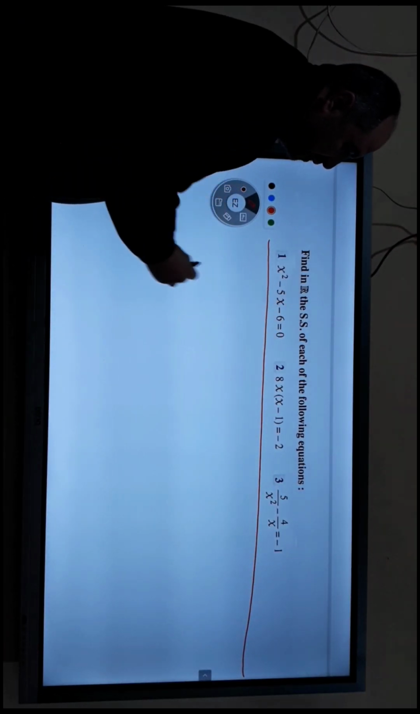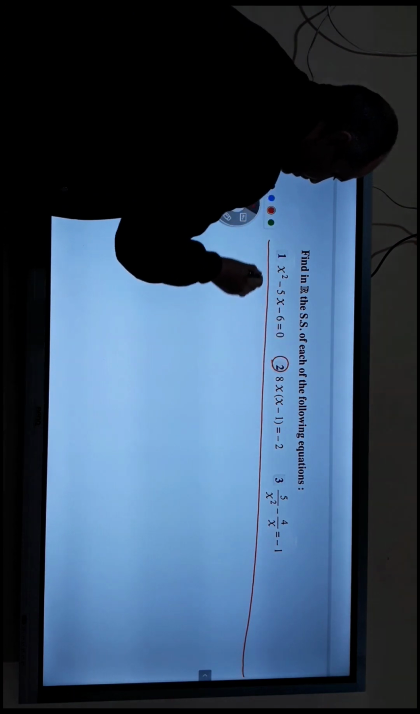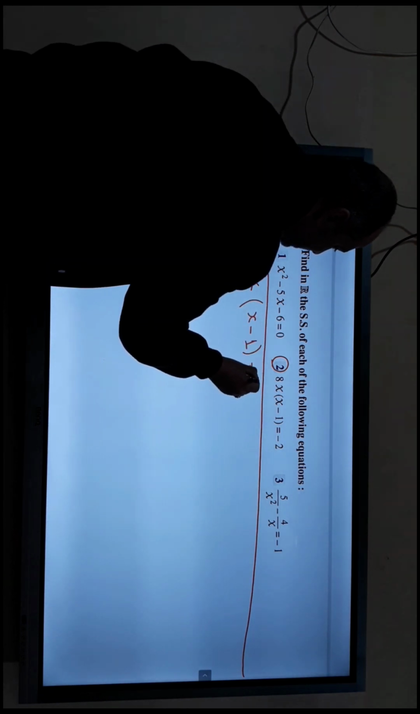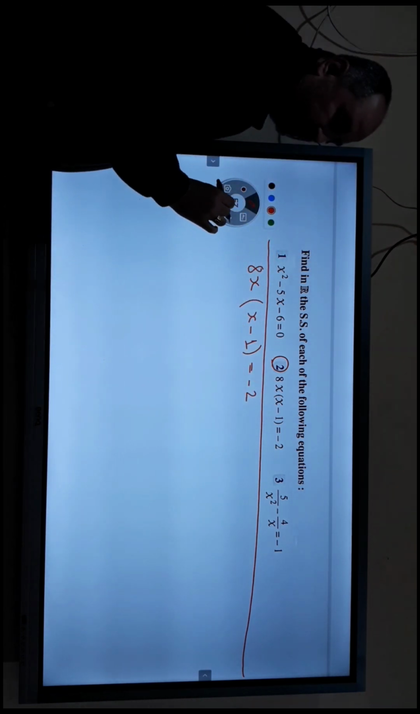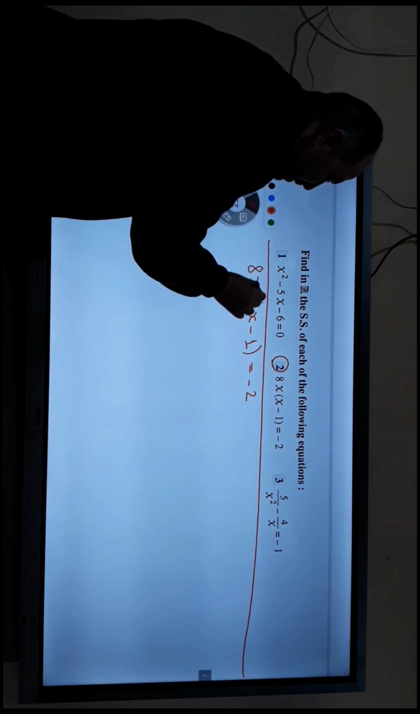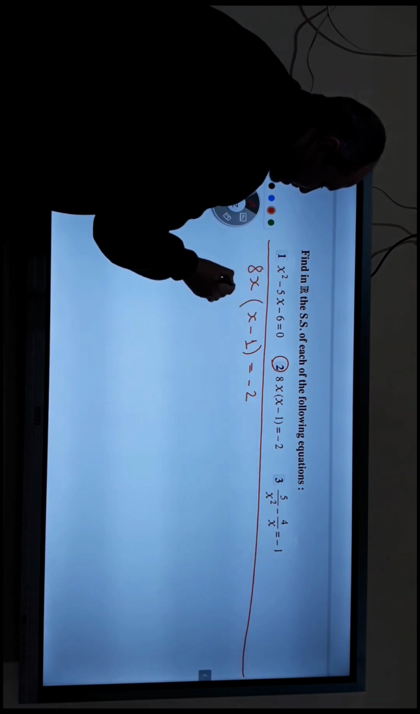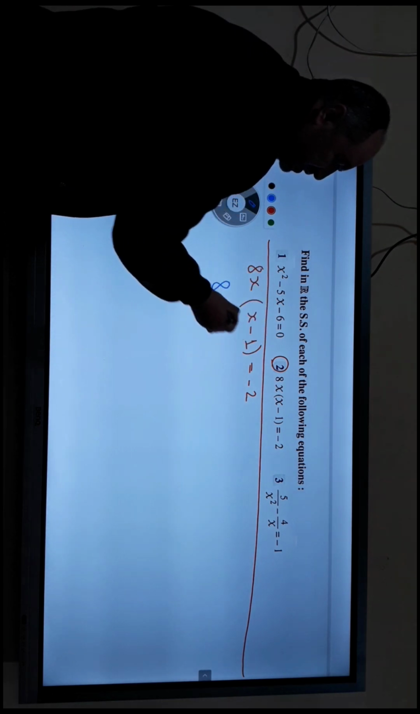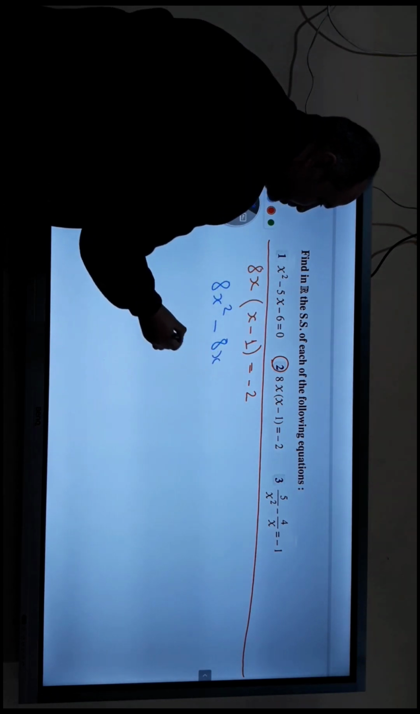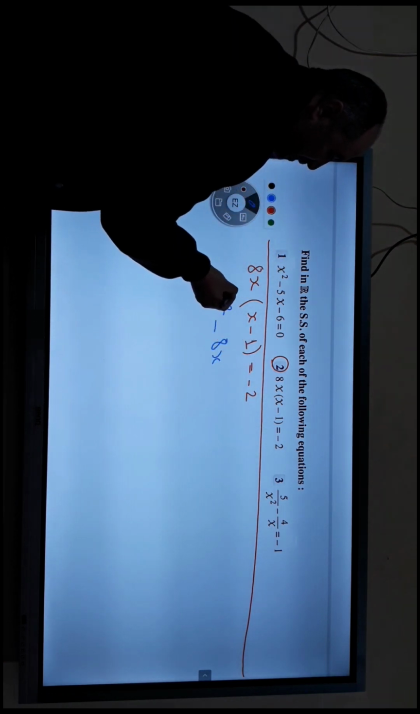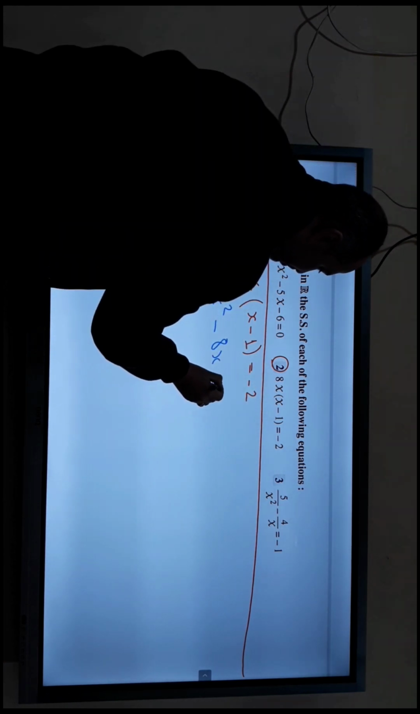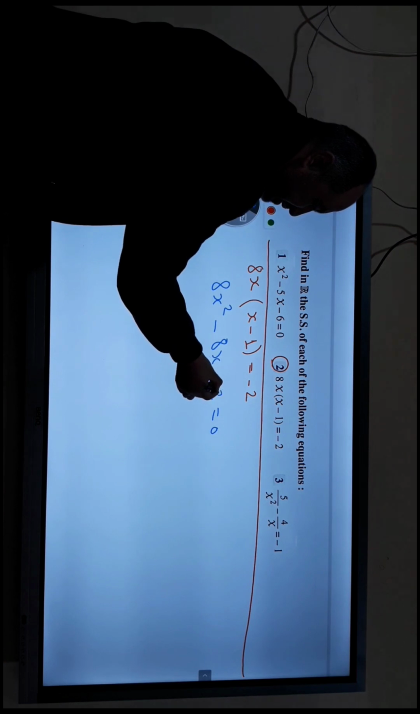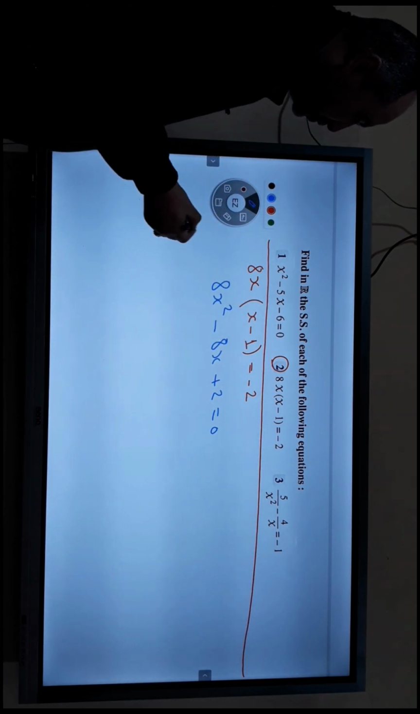Now we will start to solve the second example, number 2. If 8x times x minus 1 is equal to negative 2. Now we must multiply 8x by this parenthesis. 8x times x is equal to 8x square, minus 8x times negative 1 is equal to plus 8x. And negative 2, we can move to the left hand side, plus 2 is equal to 0. Then we have a, b, and c. We will use the general formula to solve it.